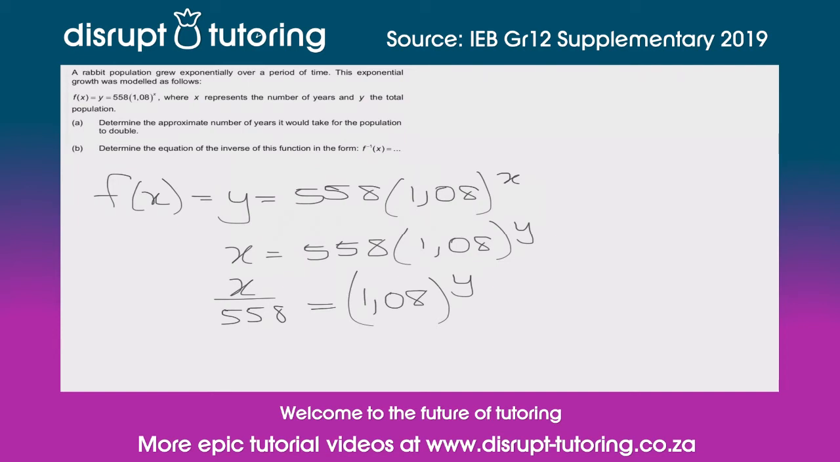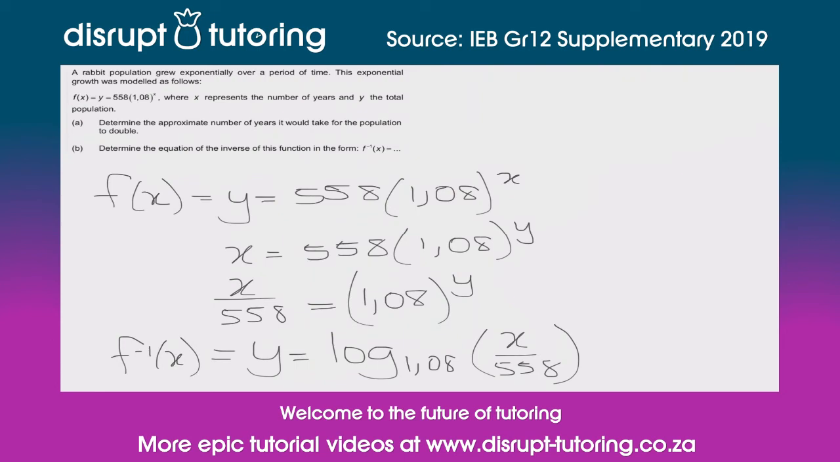So we're going to get the exponent y is equal to log, the base, which is 1,08, and then we're going to put in our x value, or the value of the power, so that's going to be x over 558, close brackets. So that in a nutshell gives you your f⁻¹(x), which is the inverse, and you will get the full marks for this particular question.